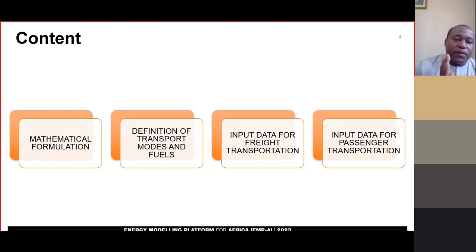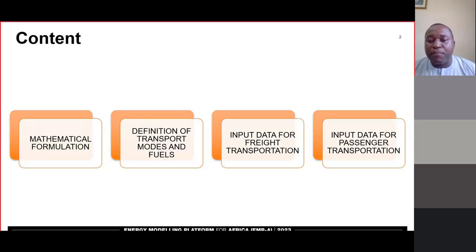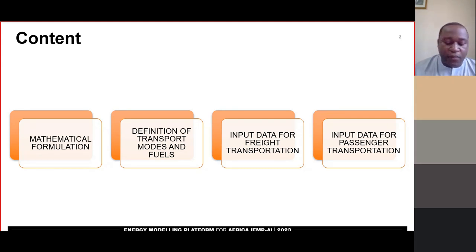We will first talk about the mathematical formulation, and after that, we will see how the structure of this sector is defined, how we can define transport modes and fuels in this model, and finally, we will analyze how we can prepare the input data to fill the boxes needed by the model.